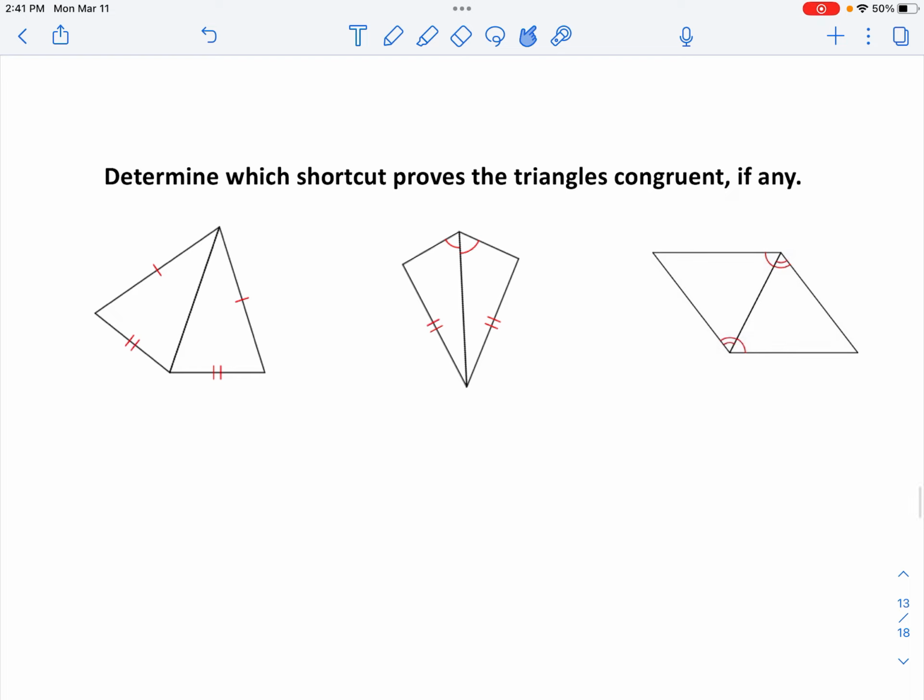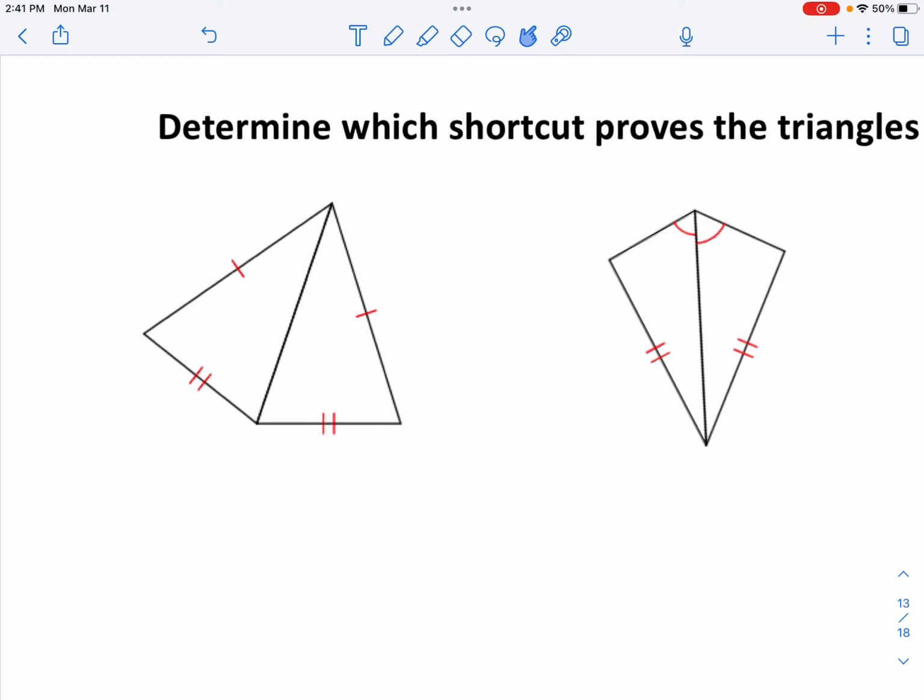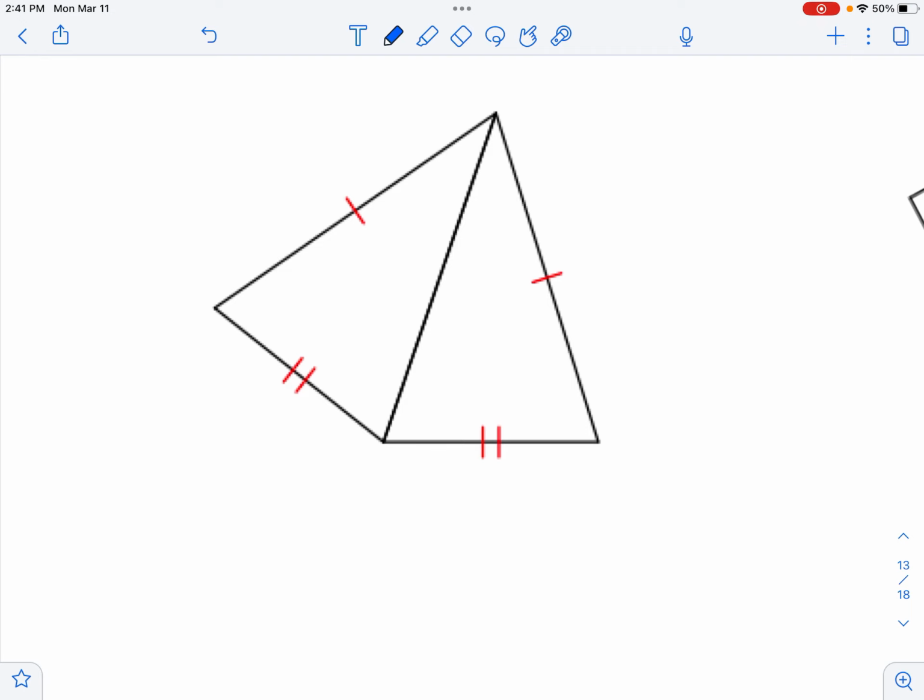All right, a few others. Let's see if we can get these. They share this side, so that has to be the same. So all I see is side, side, side. Yep, so this is side, side, side.